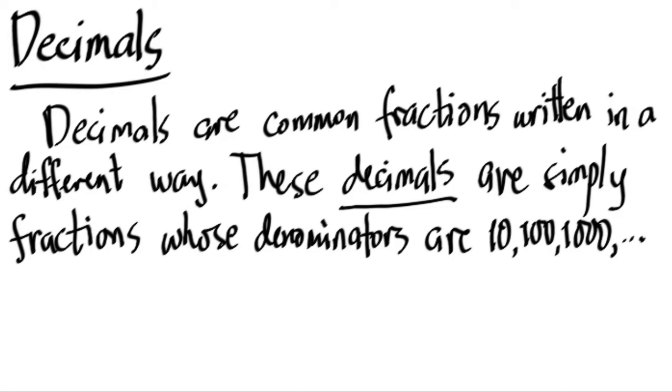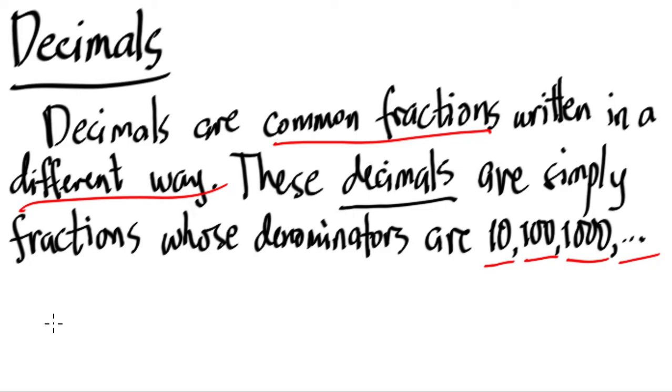We're here now and we're going to talk today about decimals. This is still part of our fundamentals of mathematics course, and we're going to talk about this basic system of numbers. So decimals are common fractions actually, written only in a different way. These decimals are simply fractions whose denominators are 10, 100, 1,000, and many more, the perfect base numbers, shall we say.